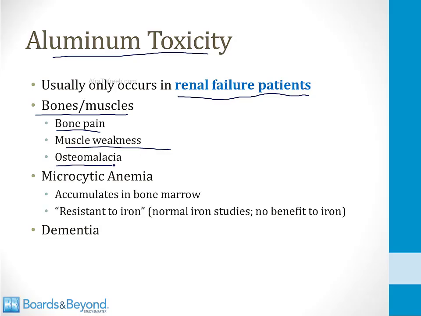In addition, there is a microcytic anemia that is characteristic of aluminum toxicity. This is because of accumulation of aluminum in the bone marrow. This will look like an iron-deficient microcytic anemia. However, there are normal iron studies, and if you administer iron, there is no benefit. Sometimes this is described as a microcytic anemia that is resistant to iron. And then finally, patients with aluminum toxicity can potentially develop dementia.